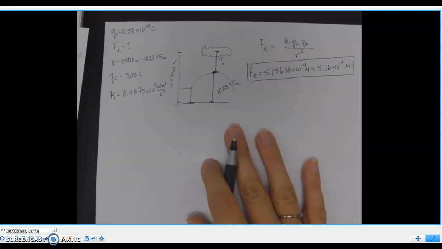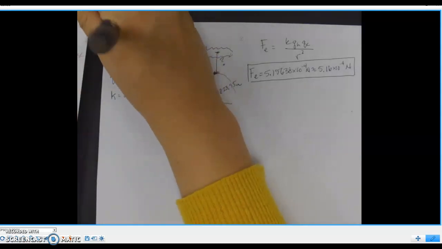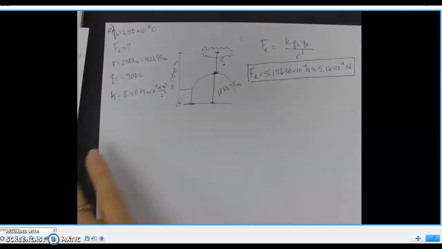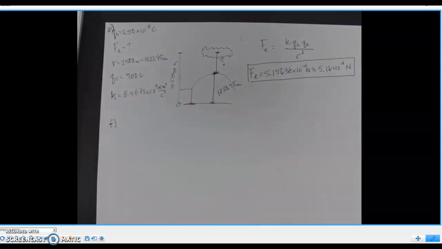Okay, great. That was part E. And then we have part F. How long was the hammer in flight before it hit the ground?